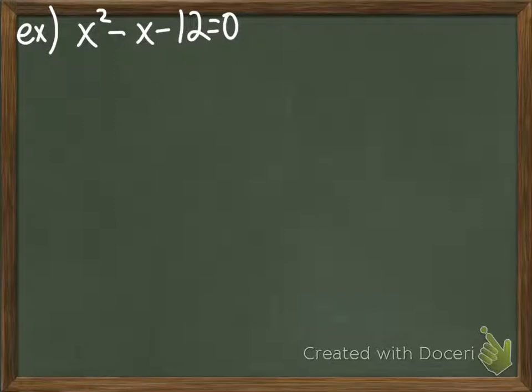So here's an example of how to solve. The first thing I always want you to do, until you get really good at it, is write down what A is, B is, and C is, just so you can know. So here our A is equal to 1, our B is equal to the number in front of x. If there's no number there, we assume it's a 1, and this minus sign goes with it. So it's a negative 1. And then our C is a negative 12.